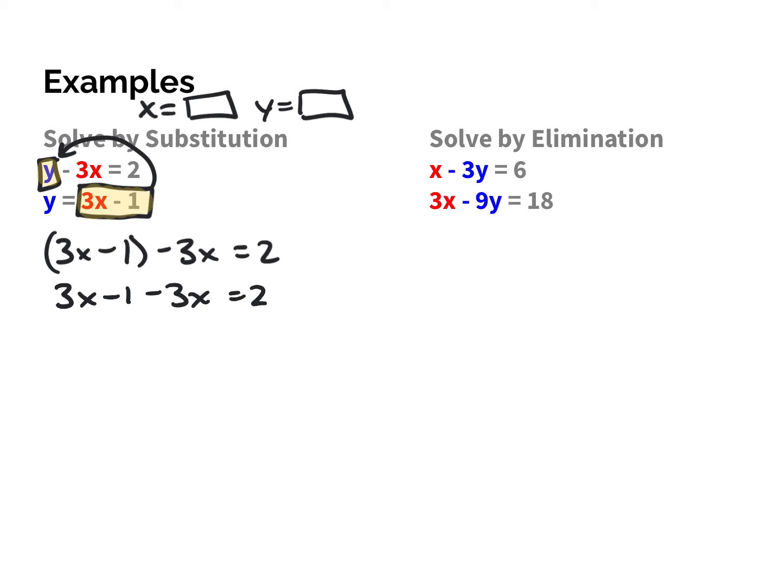Now notice when I gather my x's together, they're both on the left side of my equation. I have 3x and minus 3x. They're on the same side, and they're equal and opposite. So when I add them, they cancel out, and what I'm left with is negative 1 on the left and 2 on the right.